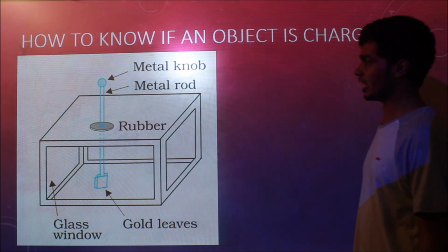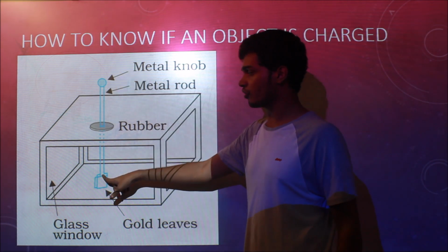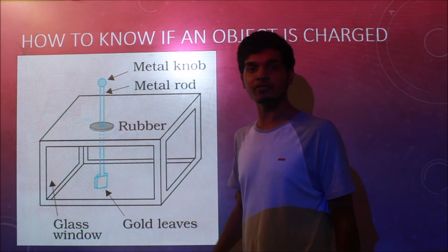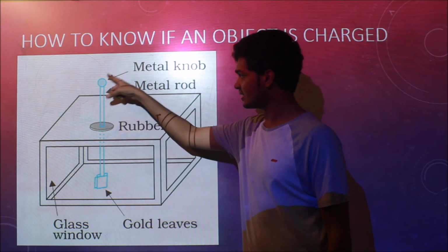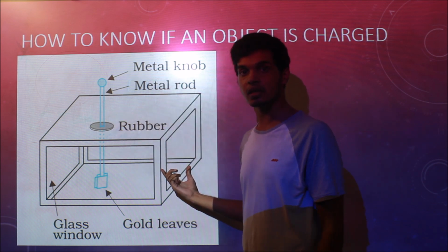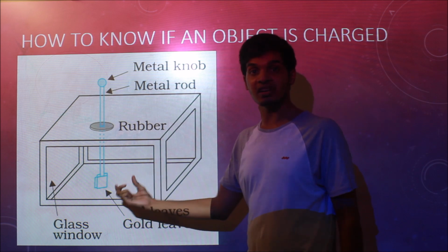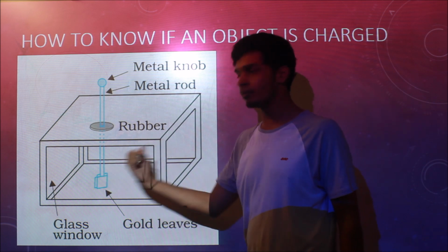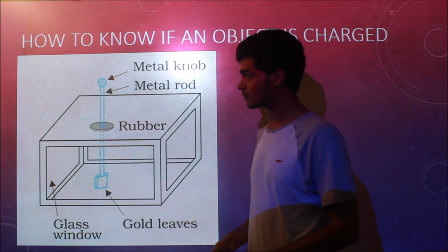The gold leaf electroscope is very simple to understand. It consists of a rod, and at the end of the rod you have two gold leaves. And this entire arrangement is enclosed in a box so that the movement of air will not interfere with the indications shown by the gold leaves. Let us now understand how this object works.